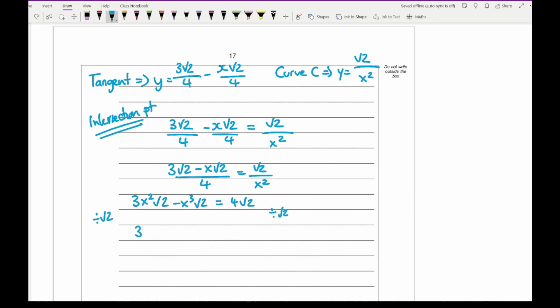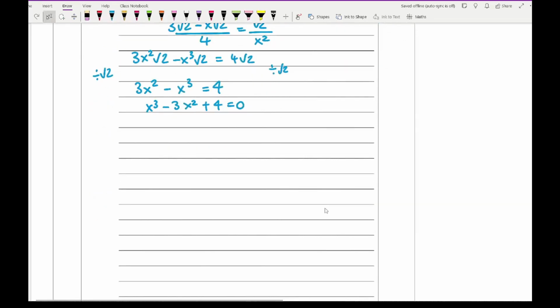So that then becomes 3x squared minus x cubed equals 4. And then I can rearrange this to try and solve it. So I get x cubed minus 3x squared plus 4 equals 0. From this, I can factorize or go on and solve it, so it's entirely up to you. If I factorize it, just to save a bit of time, I get (x minus 2) squared times (x plus 1) equals 0. All I've done there is factorize. Then I've got x equals 2 or minus 1.